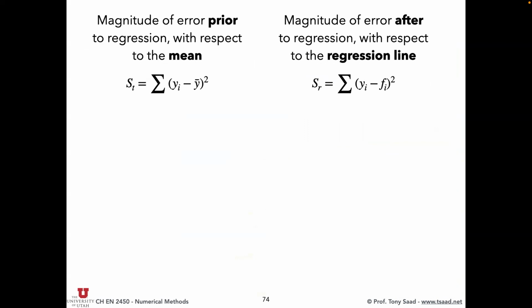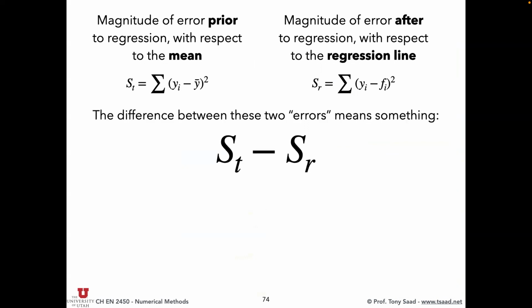So now I want you to think of those two, the magnitude of the error prior to regression, and don't look at the slides to come up with the answer. I want you to try to come up with the answer to this question yourself because it's a eureka moment, okay? So the magnitude of the error of the data with respect to the mean is this S_T, and the magnitude of the error after regression with respect to the regression line is S_R. Now together, the difference between S_T and S_R means something. Or think of it this way, the relation between S_T and S_R means something. If S_T is greater than S_R, less than S_R, or if S_R is greater than S_T, less than S_T, okay?